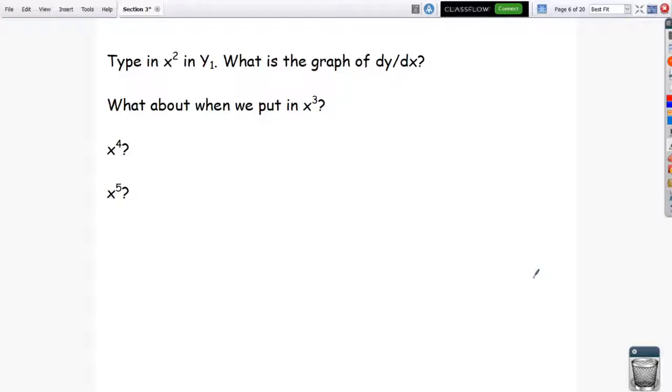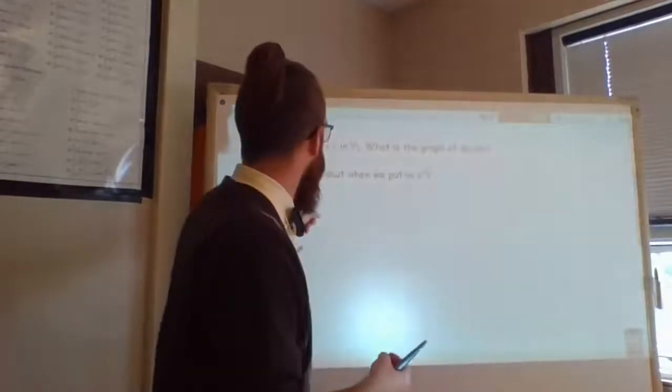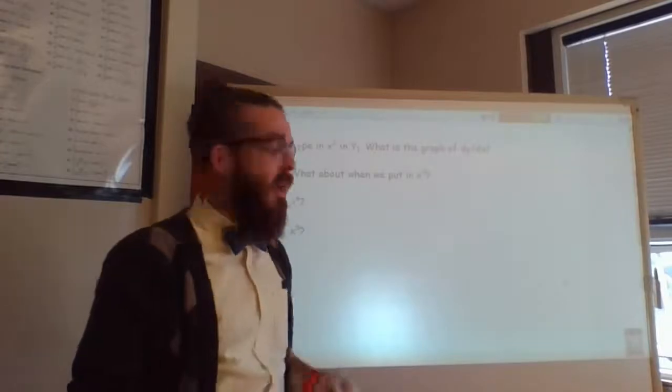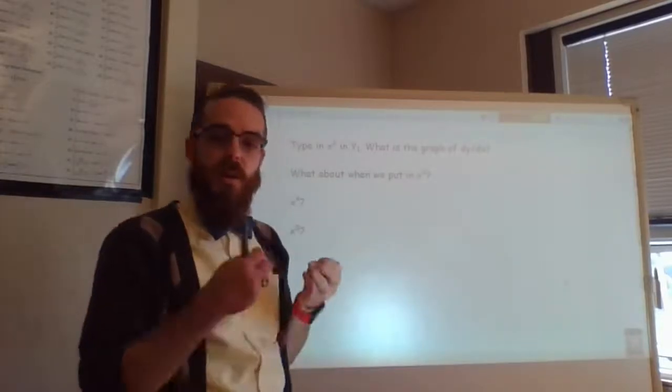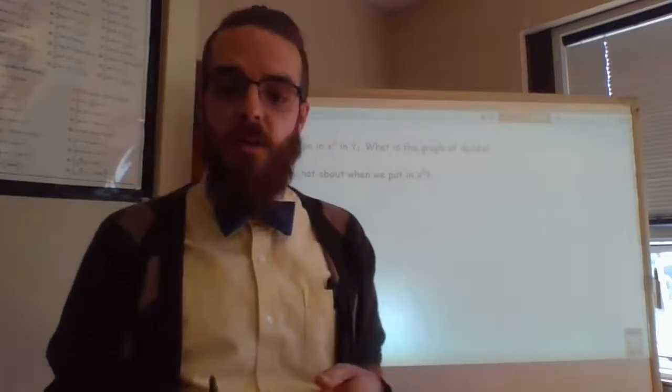So type x squared into y1. Type x cubed into y1. Type x to the 4th into y1. Type x to the 5th into y1. Because you know what each of these functions look like, if you take the derivative of x squared, you are going to get a linear function. If you take the derivative of x cubed, you're going to get a quadratic function. If you take the derivative of x to the 4th, you're going to get a cubic function.